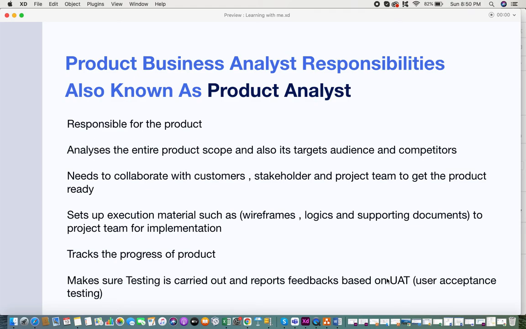But according to what I know, there are certain places which mix up these two roles. You can be called a business analyst but work as a product analyst, or it can be a little bit different. So this is a little information on a data analyst, a business analyst and also a product analyst. I hope this information was very useful to you.